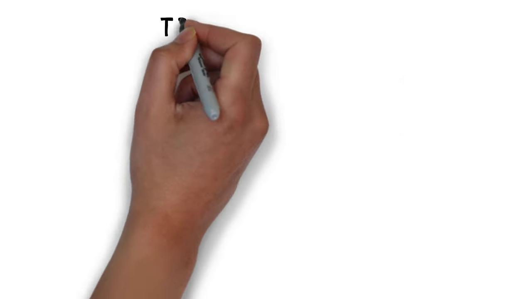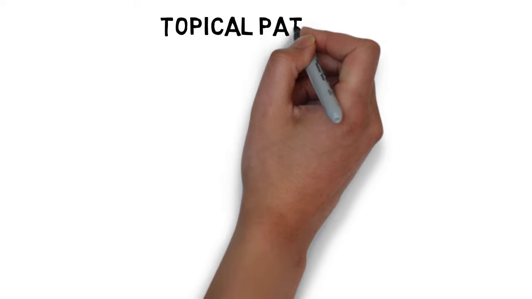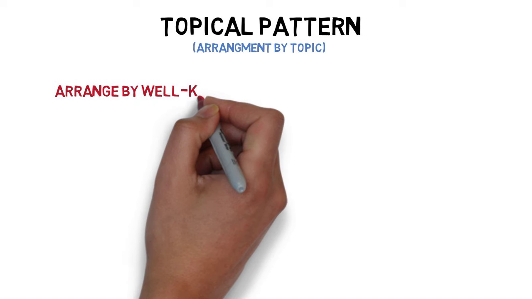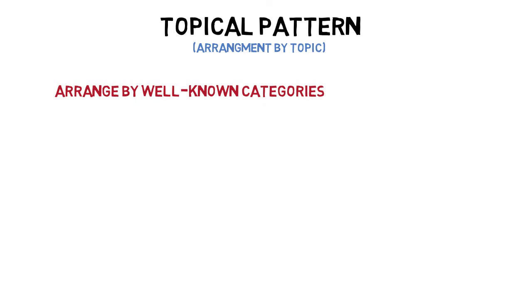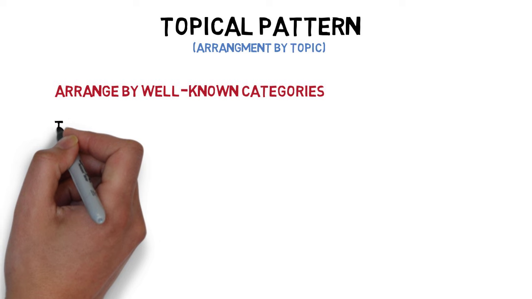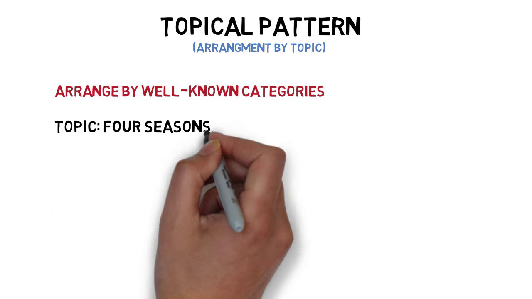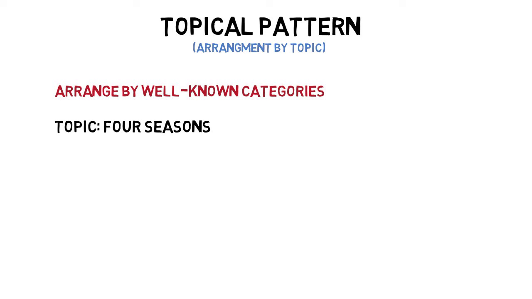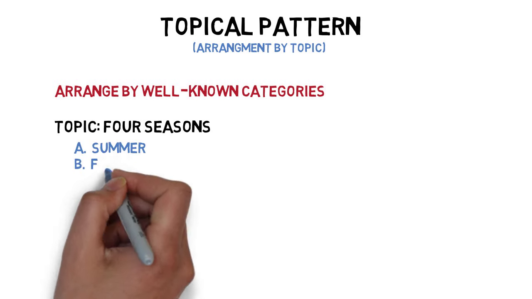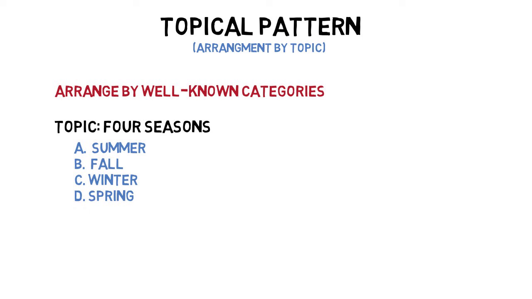Another common organizational pattern used to arrange main points in an informative speech is by topic. One way to organize main points according to topic is to use well-known categories for arrangement. For instance, the arrangement of main points for a speech describing the 4 seasons of a year might be arranged like this: summer, fall, winter, and spring.